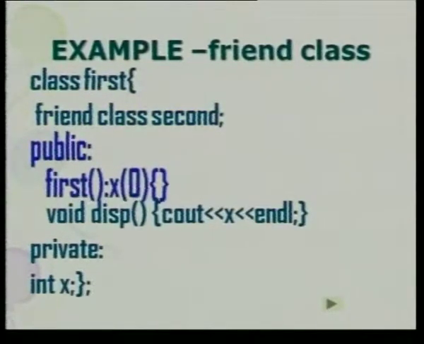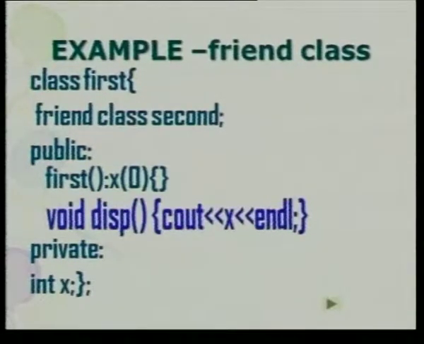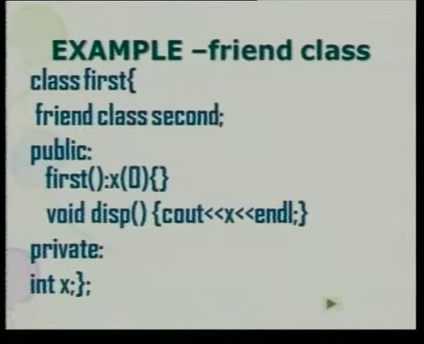Again the same constructor, x is initialized to the value 0. We are having void disp, another function where we are displaying the value of x, and in private we are declaring this integer variable x. So, here we have declared class first, we have given a constructor initializing its values, and we are having a function to display that particular value.